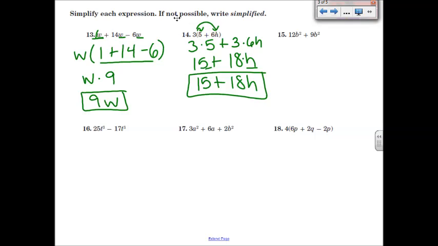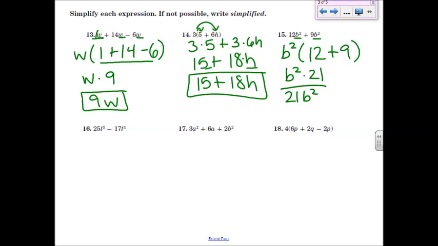In the next problem we have b squared, 12b squared, and 9b squared. They have the same variable with the same exponent, so we can pull the b squared out, and then we're left with 12 plus 9. 12 plus 9 is 21. And then to finish it, we just put the number in front of the variable.